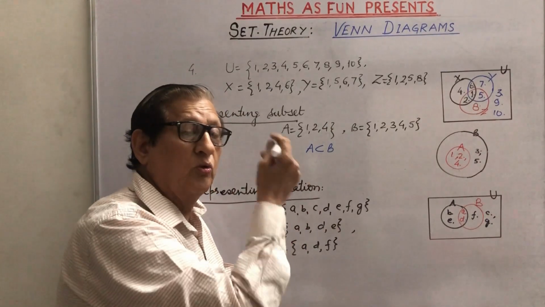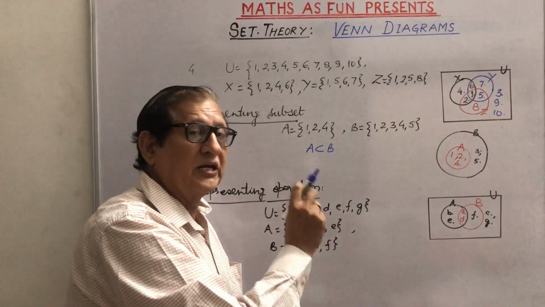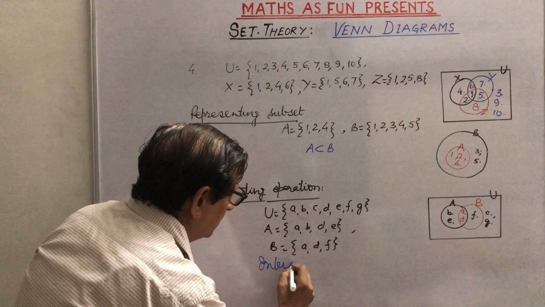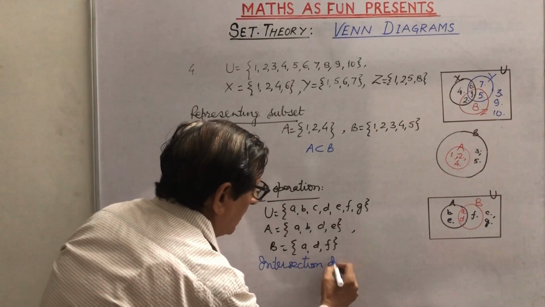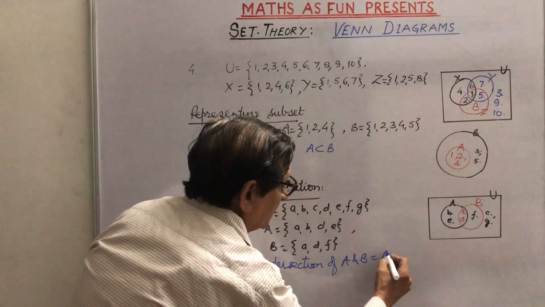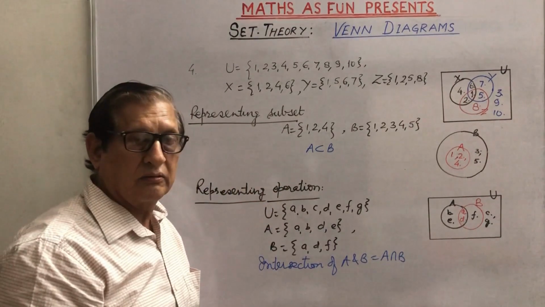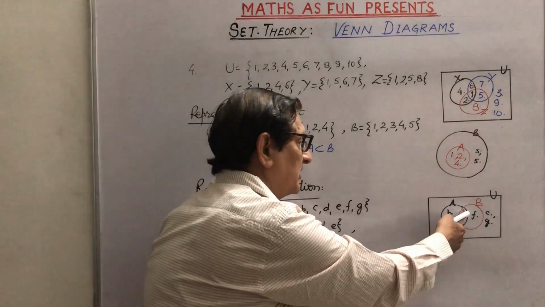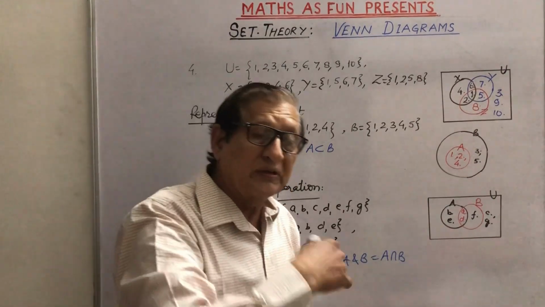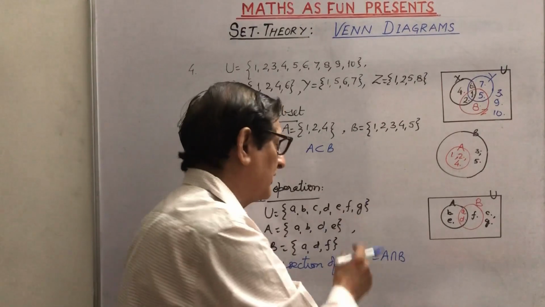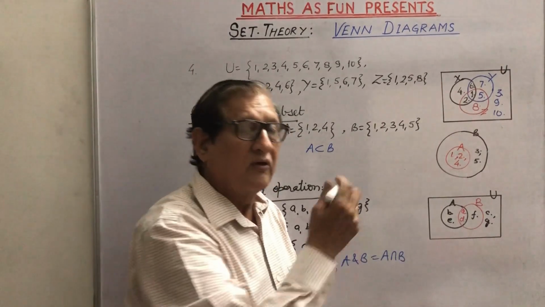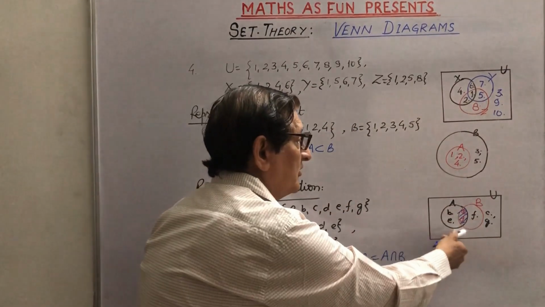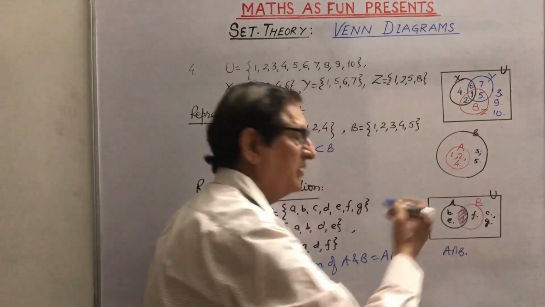Now suppose we want to show only the common part of A and B, that is known as intersection of sets. Intersection of A and B is represented by A intersection B. This is the common area, the common region will be representing A intersection B here. So to represent the part which is representing A intersection B, we will shade this part like this. So this is the portion which is representing A intersection B.